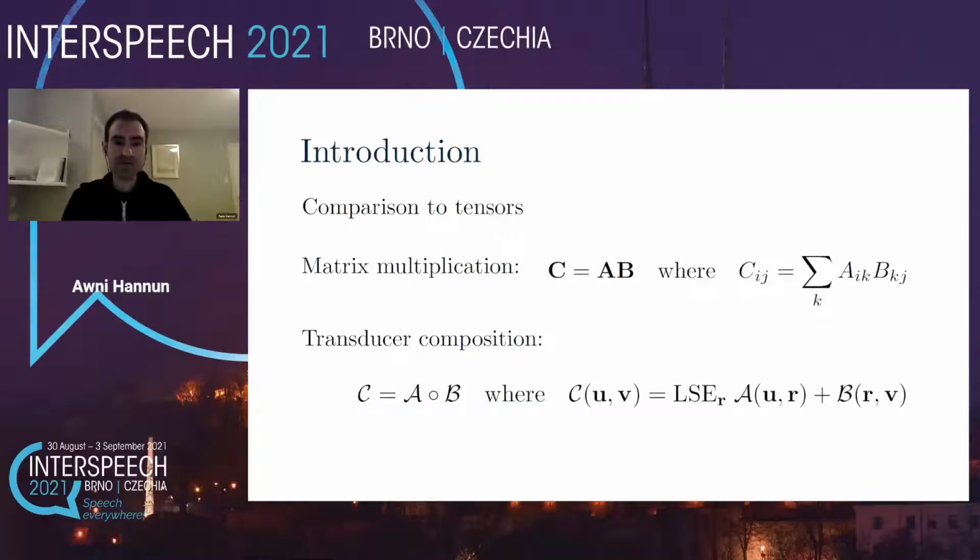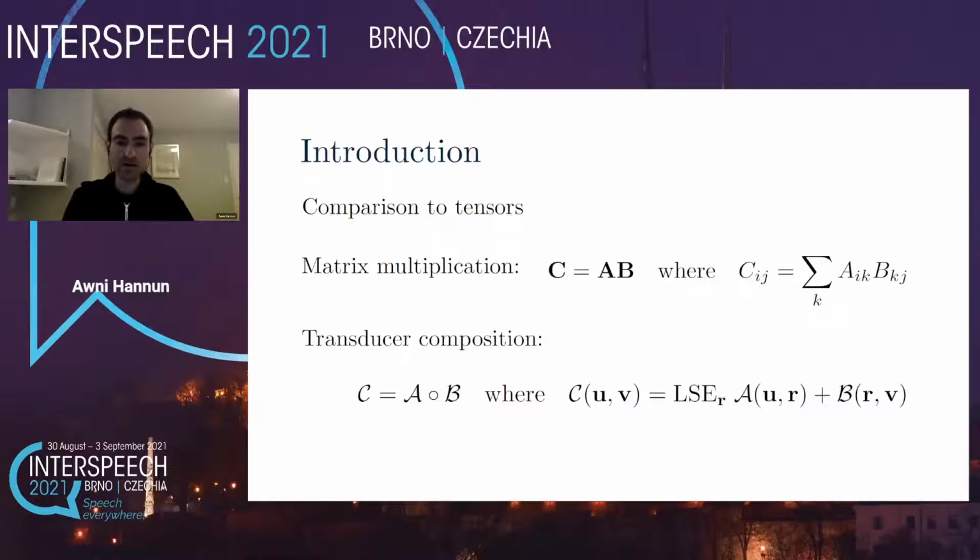For example, compose, like I said, is kind of similar to matrix multiplication. When you multiply two matrices, you say you have a matrix A, a matrix B. The elements of the matrix C are the sum over this inner variable K, A_ik, B_kj, as you see in that first line.